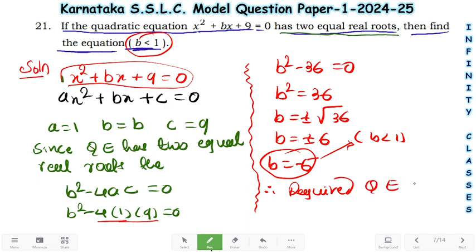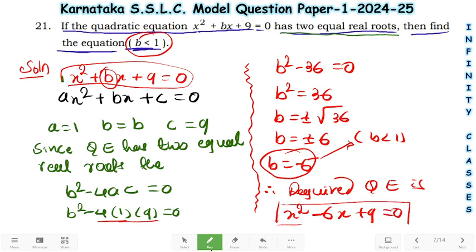x square plus b, where the value of b is minus 6, so x square minus 6x plus 9 is equal to 0. That is the answer for this question. So in this manner we have to solve the problems. You will get 2 marks for this type of question.